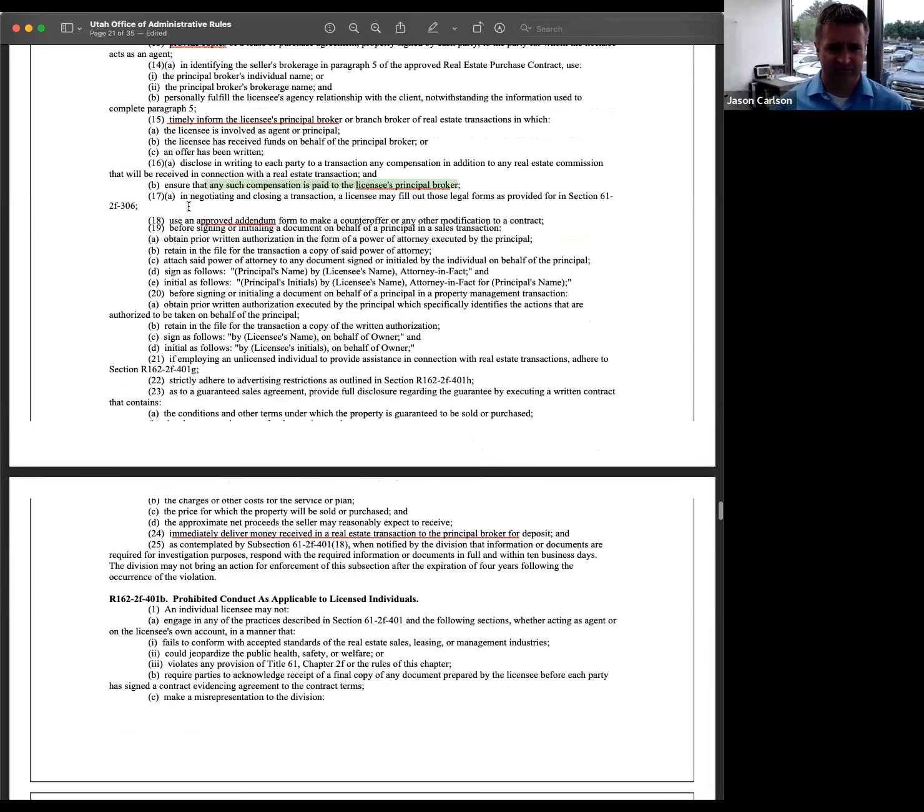17, no negotiating and closing transaction license may fill out those legal forms as provided from section 61. Okay, our job is we can fill out things, we don't create things. So this goes back to the question we had at the very start. We don't create new documents, we fill out documents, and we use approved addendums to make counteroffers and modifications to the contract. So if we have a contract that's in place and we choose not to use that contract, we create our own, which I see happen a lot when we're writing addendums from other agents. We are breaking this rule here. We need to just fill out the forms, not be attorneys in this situation.